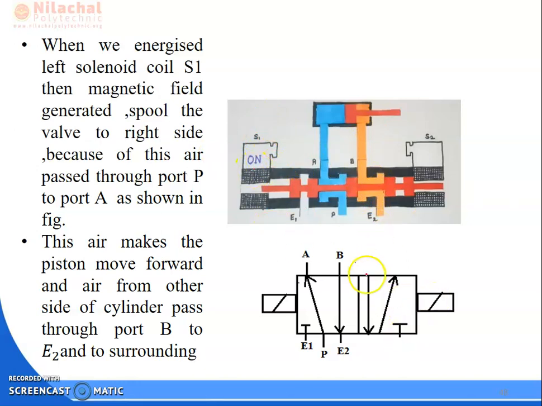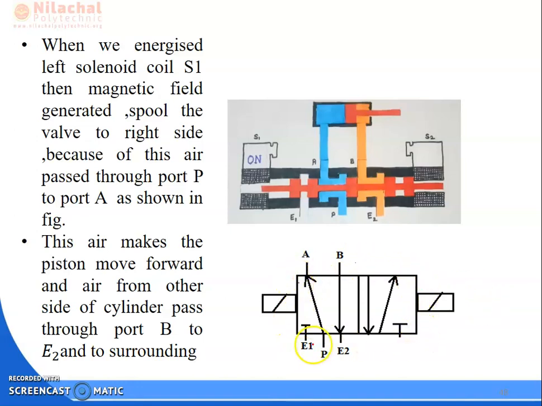So how can we represent our two positions? See, P to A there will be flow and B to E2 there will be exhaust, and the E1 port remains in the closed position. You can see clearly, so two solenoids are used. So this is the graphical two position.